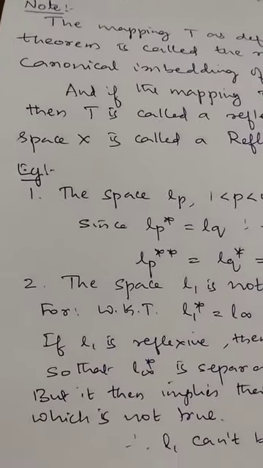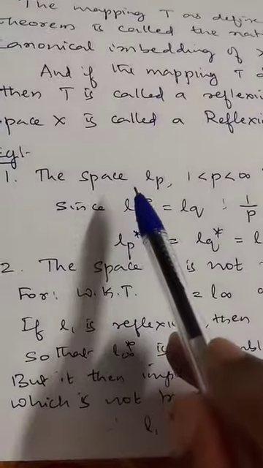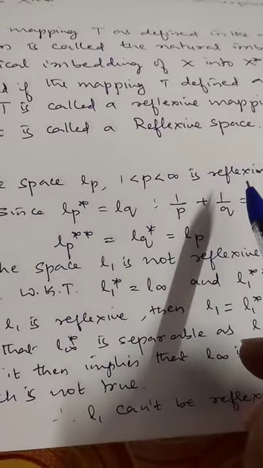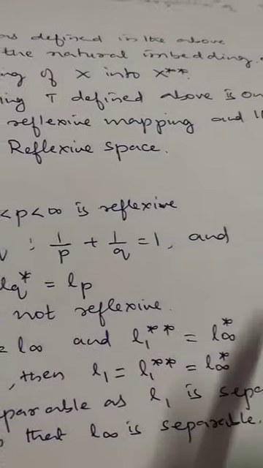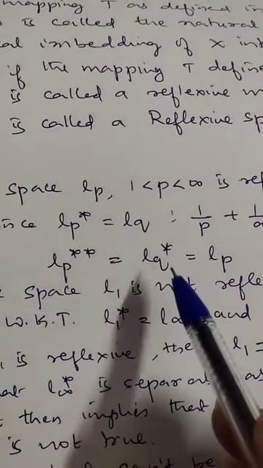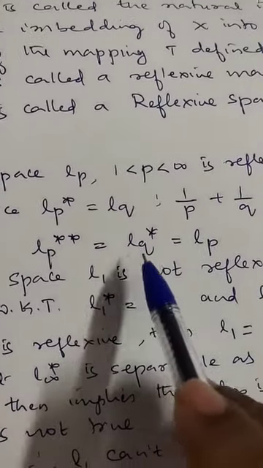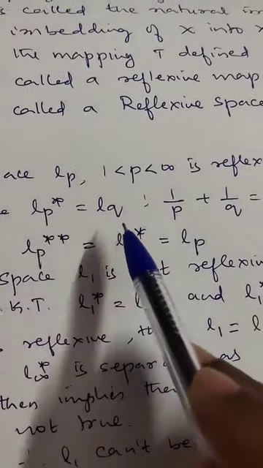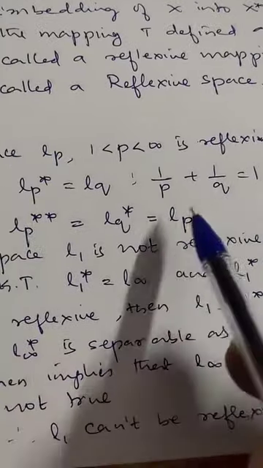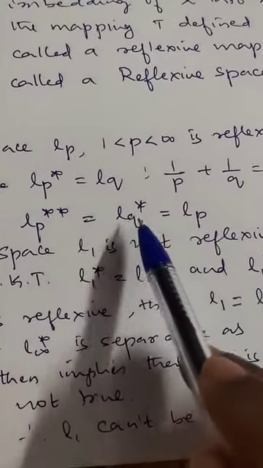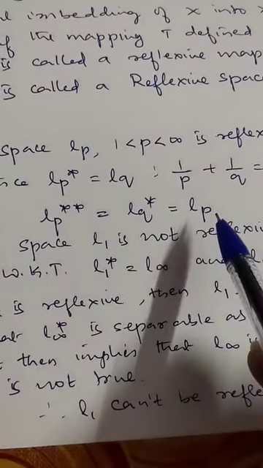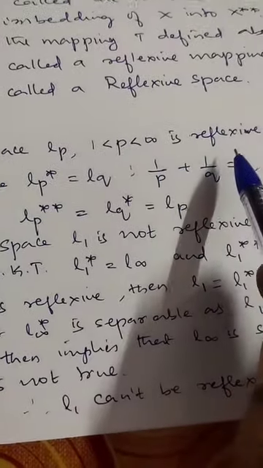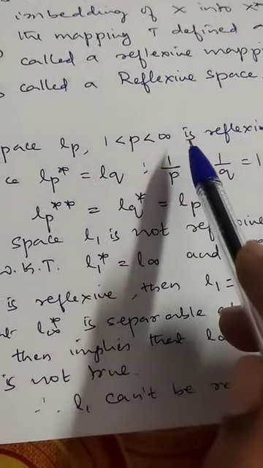So let's take up this example. You know that the space L^p is reflexive because the dual of L^p is L^q, where 1 by p plus 1 by q is equal to 1, and L^p double star is what? L^q star. In place of p you can take q also, because 1 by p plus 1 by q is equal to 1. Therefore L^p double star is equal to L^q star, but L^q star is nothing but again L^p. Therefore L^p double star is equal to L^p. Therefore L^p is reflexive for 1 less than p less than infinity.